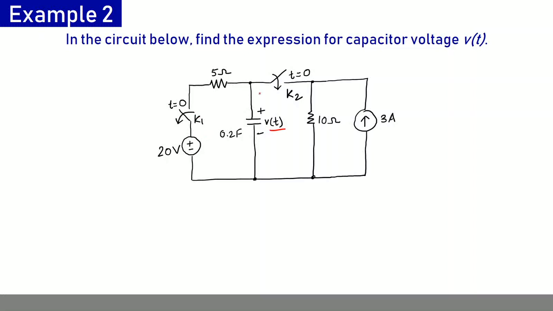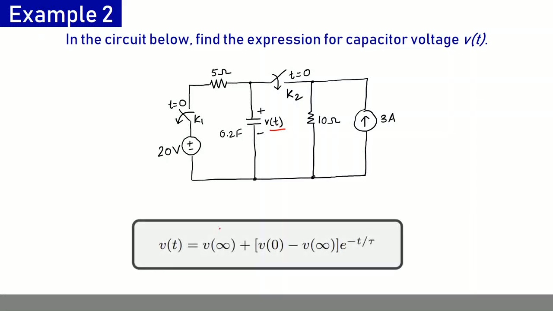So here we have two switches K1 and K2. This switch K1 is on before time t equal to 0, and it is switched off at time t equal to 0, which is our reference time. This switch K2 was off before time t equal to 0, and it is switched on at t equal to 0. So we are required to analyze this circuit and find the expression for capacitor voltage.